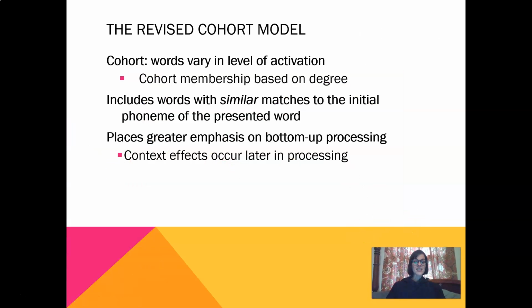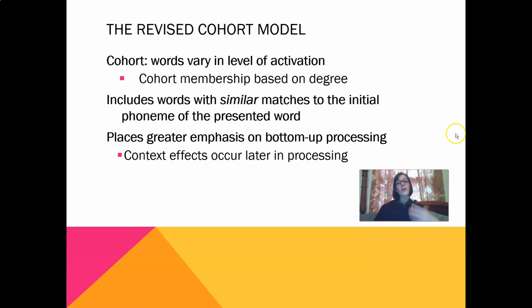So based on this, there's the revised cohort model. Your book talks about an even newer model called the distributed cohort model. So the cohort is basically the idea that words vary in their level of activation. It depends on how often you use them. It depends on context. For me, a lot of psychology-based words or cognition-based words are probably going to have more activation for me than they might have for you, and that's because I use them more frequently.